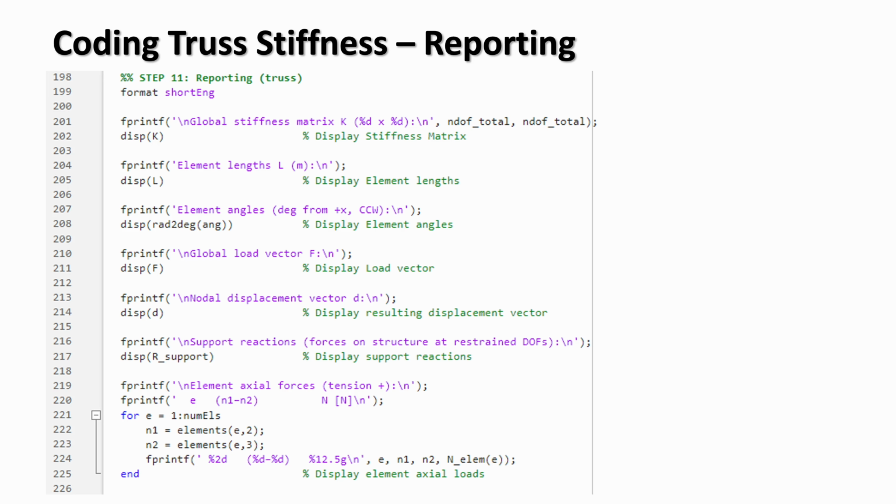And we show the support reactions. Only the reactions of the restrained degrees of freedom are displayed. These should balance the applied loads, providing a direct check of global equilibrium.